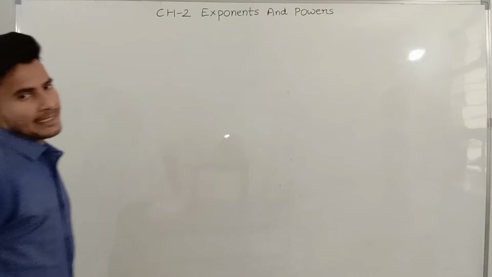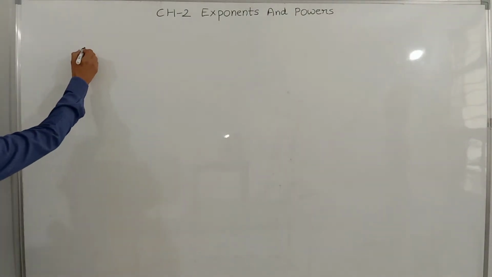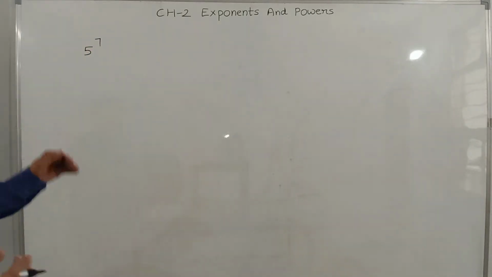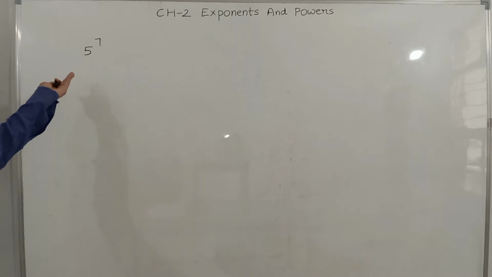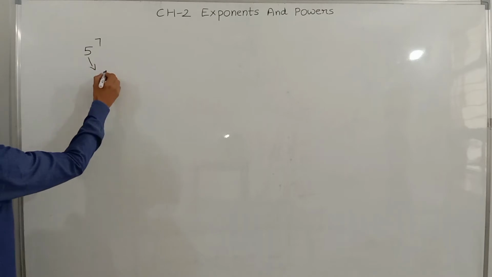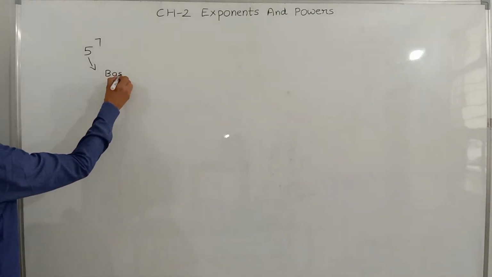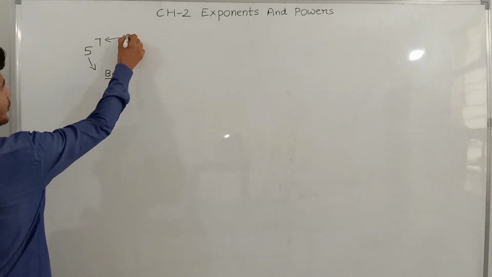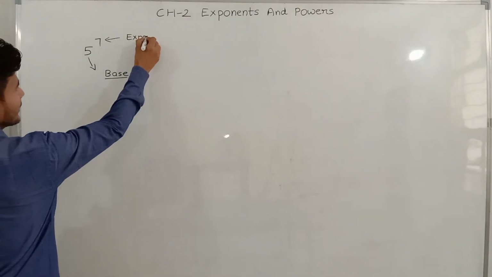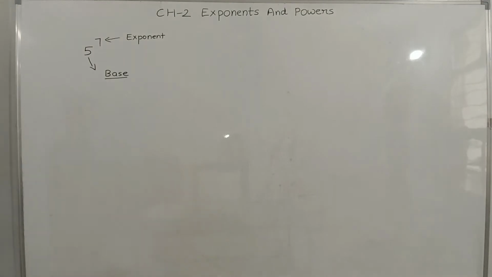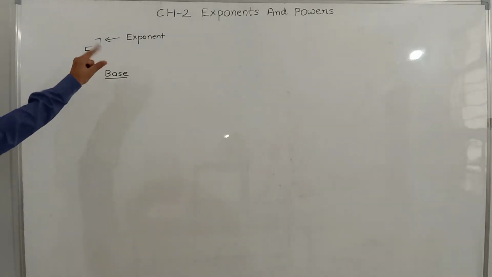What do you mean by exponents? Suppose we have a number 5 power 7. What do you mean by it? Here 5 is called base, and 7 is called exponent, or you can say power. Exponent or power. And 5 is called base.